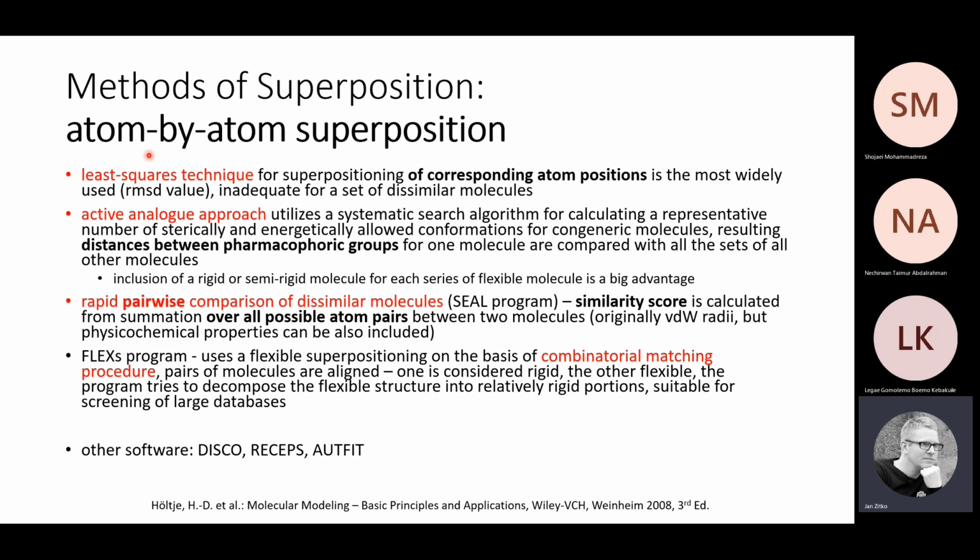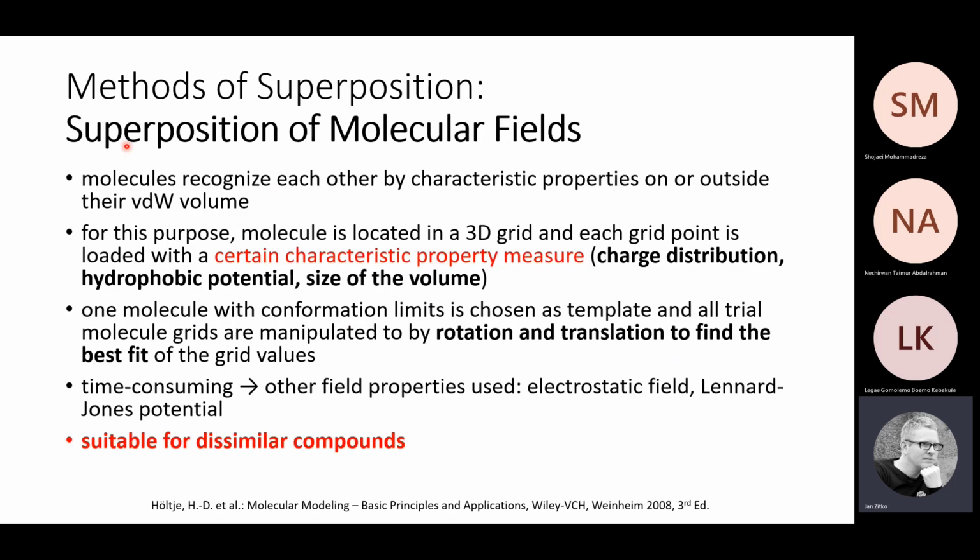You can do the superposition based on atoms. So what the software is trying to do, it's trying to put one atom on the other atom. So it's atom-on-atom superposition. Yeah, it's good for quite structurally similar compounds. Sometimes when your active ligands are structurally dissimilar, it's better to use the superposition of molecular fields. Yeah, what is it about?